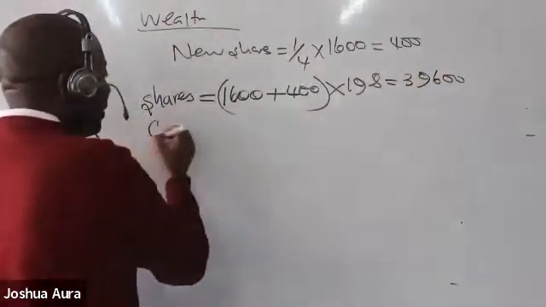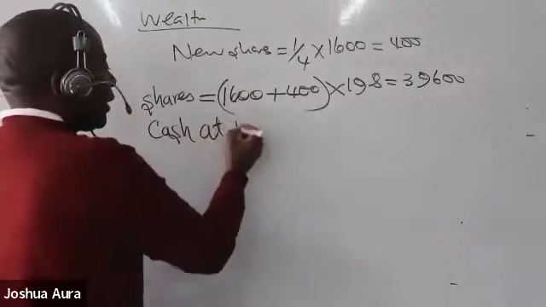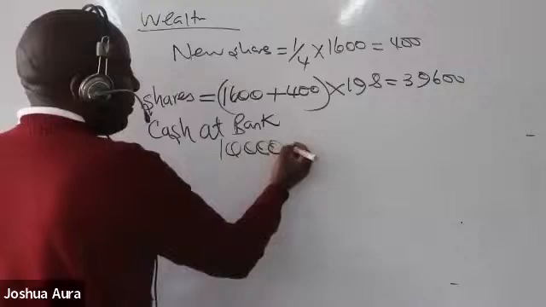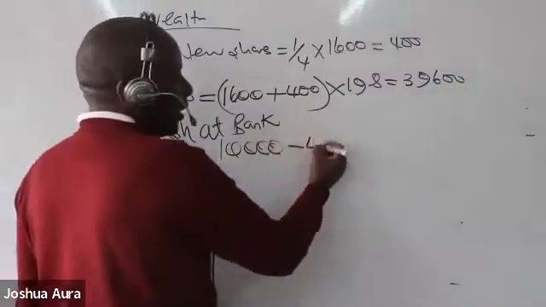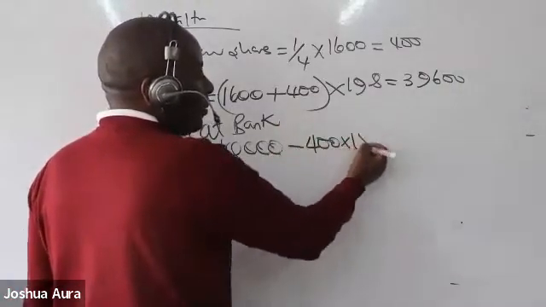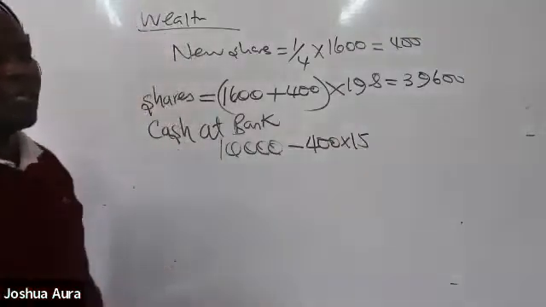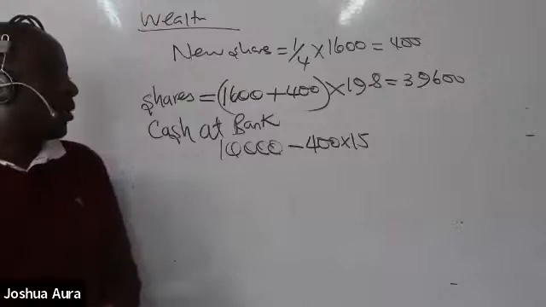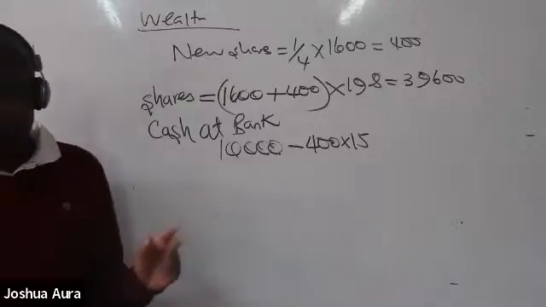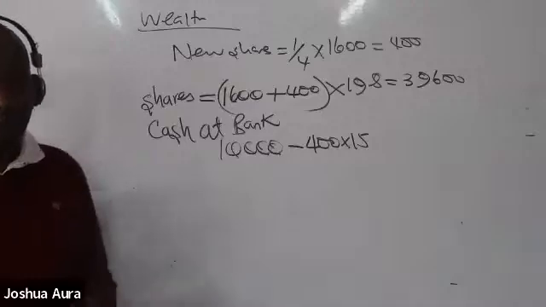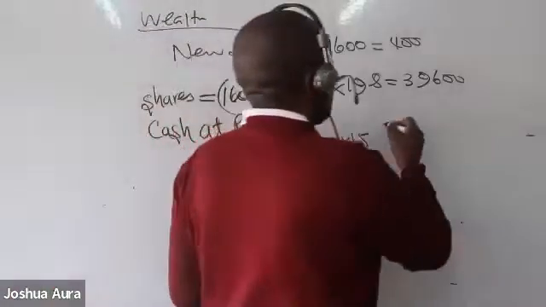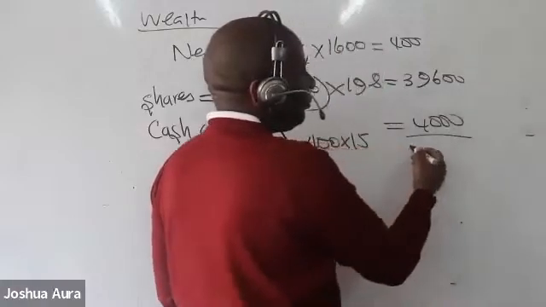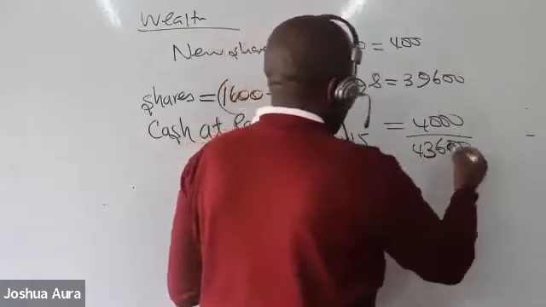From there, we give him cash at bank. He began with 10,000, but remember, he has bought 400 shares, and each share cost him 15. So cash at bank in this particular case will be 4,000. If you add, how much are you getting here? 43,600. Thank you very much.